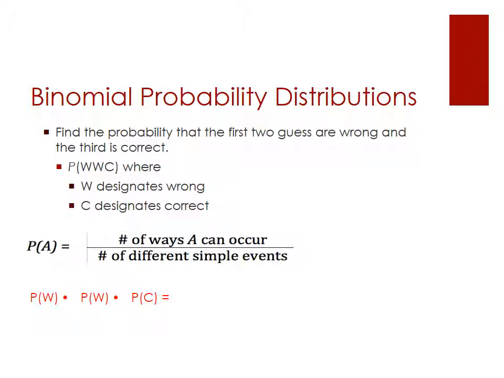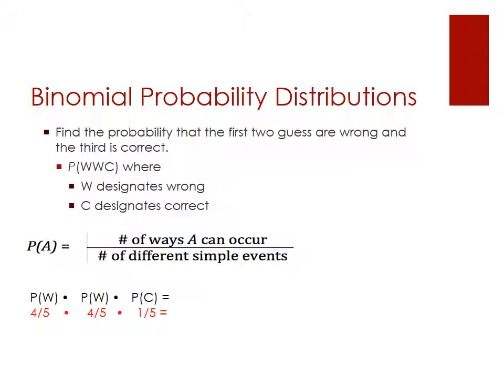So, if we're looking at our probability of W, the number of ways that a wrong answer can occur is 4. The number of total different possible answers is 5. So our probability of W is going to be 4 divided by 5. And our probability for correct is going to be 1 divided by 5, since we have only one way of getting it correct. Again, we're assuming these are all independent, so our probability for getting one wrong is going to be the same for each trial.